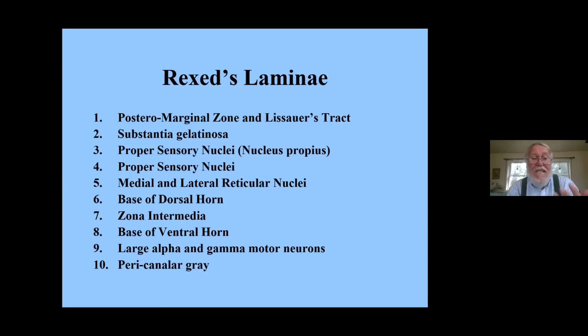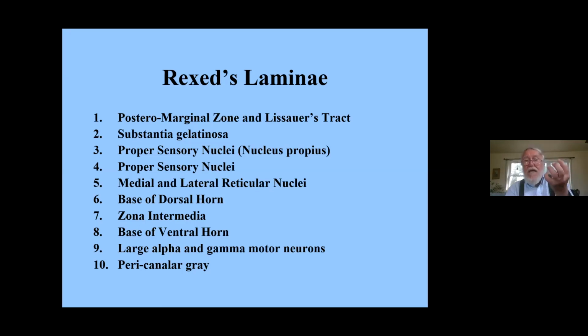So what is synapsing in lamina 3 and 4? What is synapsing primarily in there are those A delta fibers, those lightly myelinated fibers. And the axons of those fibers will synapse in lamina 3 and 4, and their axons will go and form the anterior spinothalamic tract.